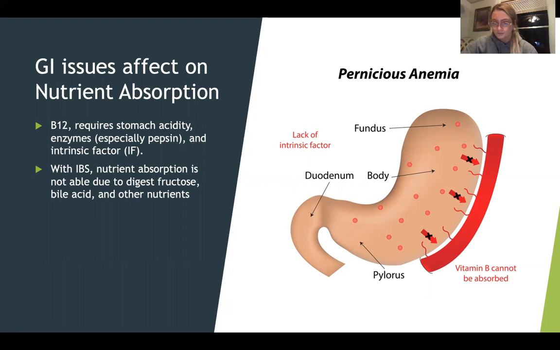In the stomach, such as when you have IBS and conditions like that, you won't be able to readily absorb B12 as well as other people because it requires more stomach acidity, enzymes, and intrinsic factor. And also when you have IBS, nutrient absorption can be impaired, such as difficulty digesting fructose, bile acid, and other nutrients. So I'd recommend getting tested if you're experiencing any of these things, to know what your stomach is sensitive to and what nutrients you might be deficient in, and then following other treatment plans, and you can alleviate a lot of these GI issues.